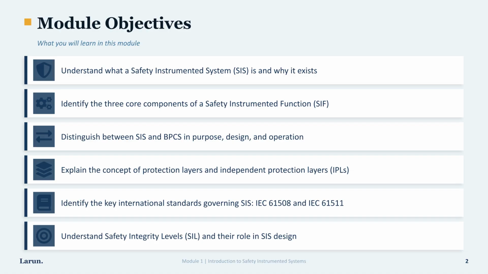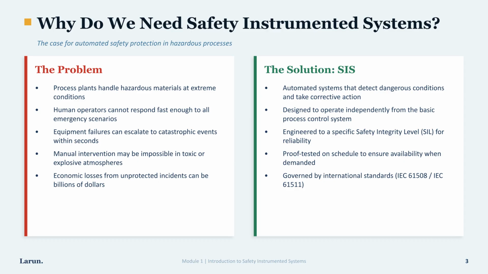understand safety integrity levels. We need safety instrumented systems because process plants handle hazardous materials under extreme conditions. Human operators cannot respond fast enough, and equipment failures can rapidly escalate to catastrophic events. The SIS provides an automated, independent, and reliable solution to detect dangerous conditions and take corrective action.